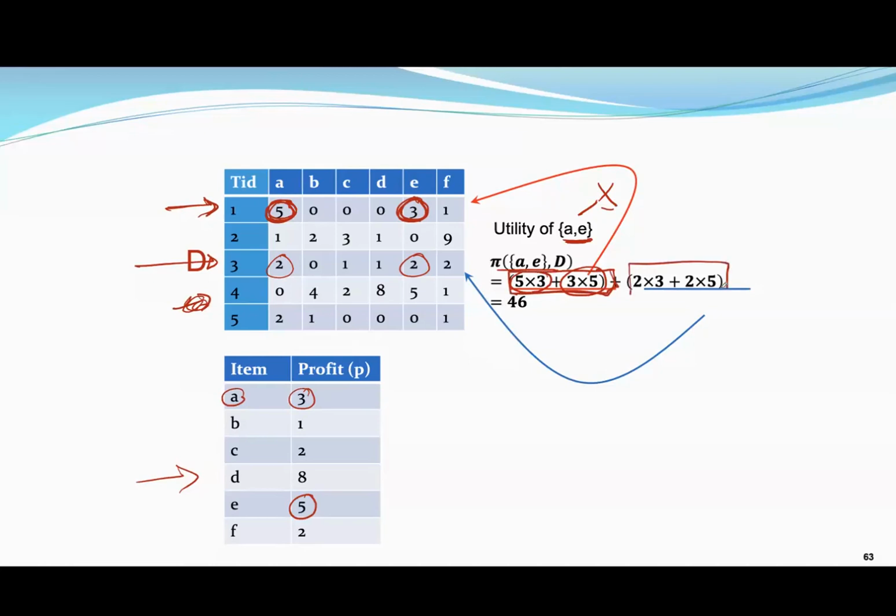Likewise, this is the amount of profit that we made by selling the items in X in the third transaction. So the sum of these is the total utility of the item set AE. All right. So again, the idea of using high utility association rules is to find those rules whose items mentioned in the rule have attained an enough amount of utility, instead of using support counts to measure the rule's importance.